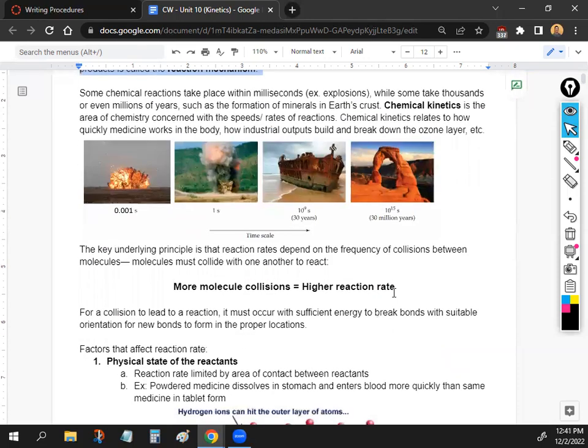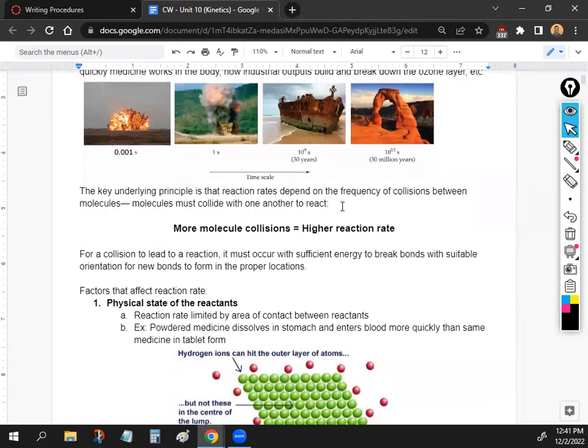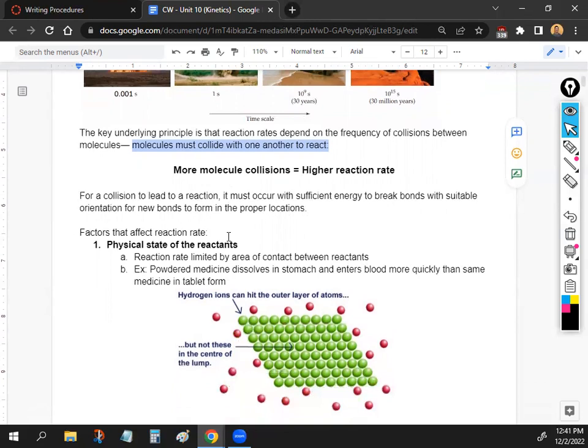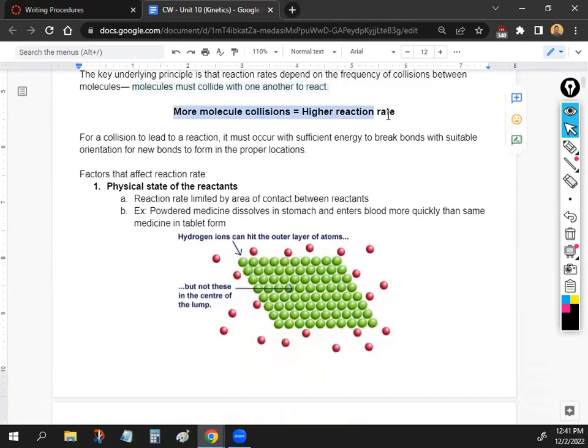All right, so like I said, basically the way reactions happen is the molecules have to collide with one another. Okay, molecules are very dumb. They're like stupid people just bumping into each other, and that's what causes these reactions to take place. So the key concept you need to know is the more these molecules collide with one another, the higher the reaction rate.